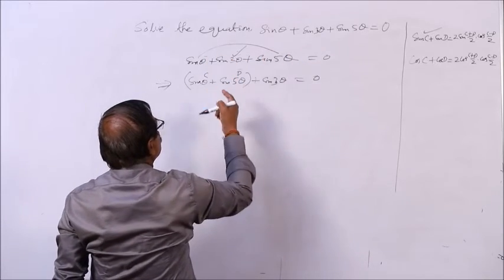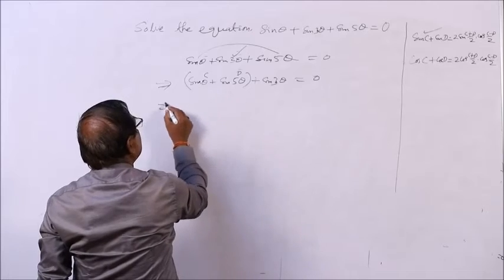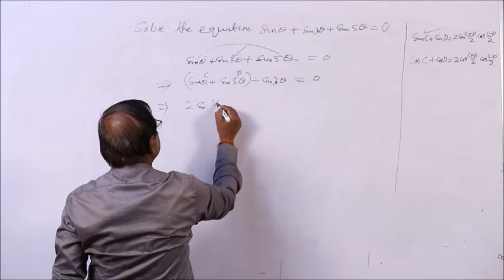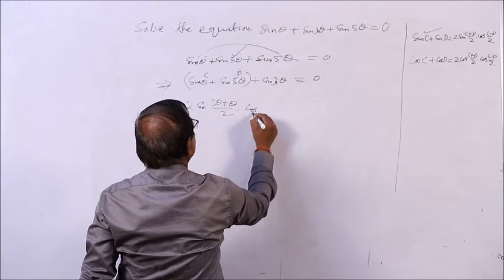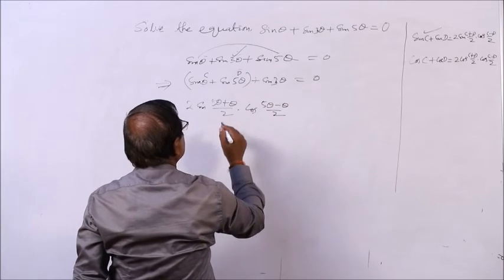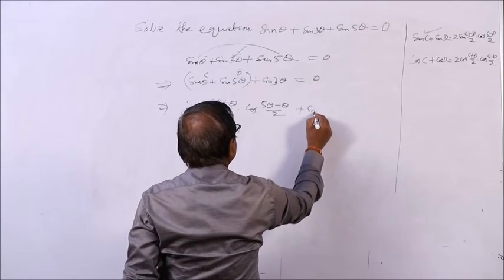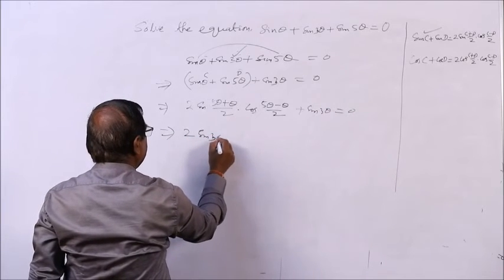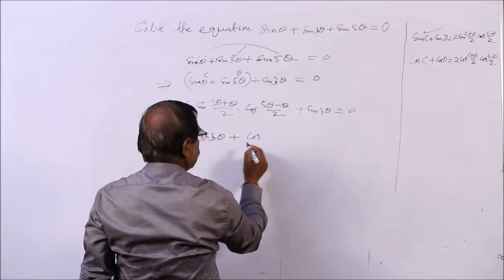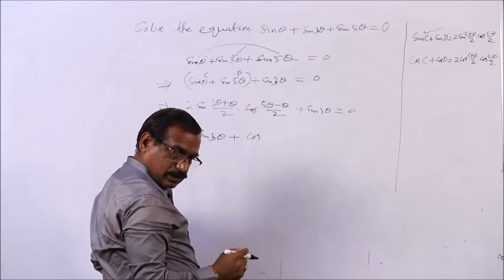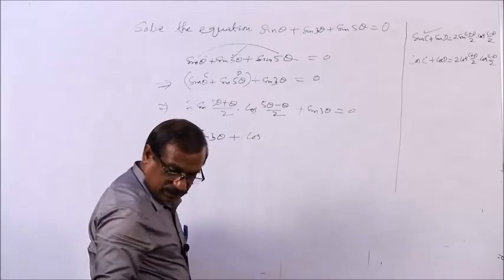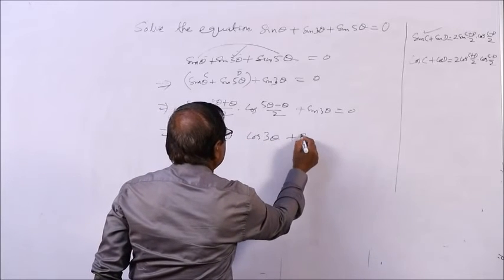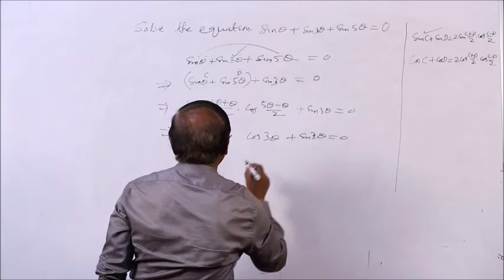So I have arranged this so you can apply this formula: 2 sin C plus D by 2, that is 5 theta plus theta by 2, into cos 5 theta minus theta by 2, plus sin 3 theta is 0. So, this becomes 2 sin 3 theta times cos 3 theta plus sin 3 theta is 0.